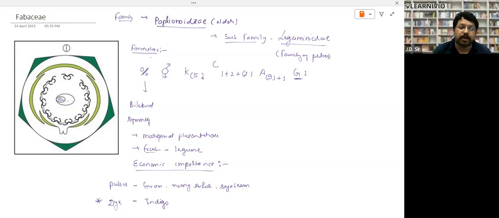That thing, the superior position of the ovary, cannot be seen in this diagram. So how will I read it? Zygomorphic, bisexual, calyx 5 gamo, corolla 1 plus 2 plus 2 gamo, androecium 9 gamo plus 1, gynoecium 1, ovary superior. That is the floral formula. And from the floral formula, you can see the floral diagram. Tell me, is it clear or not? Those who were present in the last class must be aware of this, but it may be difficult for the rest.